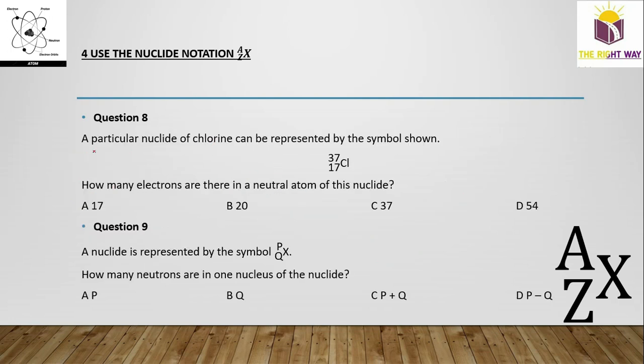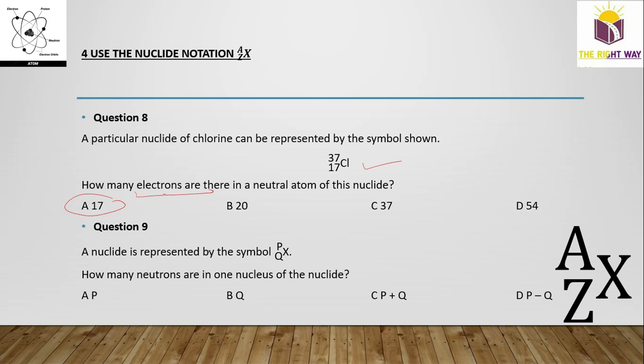Question number 8. A particular nuclide of chlorine can be represented by the symbol shown. How many electrons are there in a neutral atom? Now they are asking about the electrons in a neutral atom. So 17 is the proton number, so there must be 17 electrons for the neutral atom.